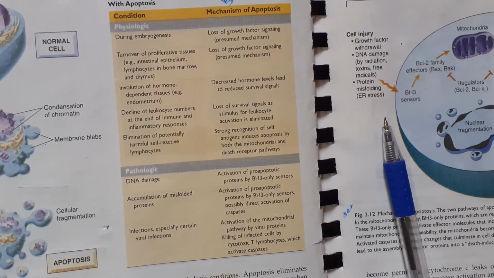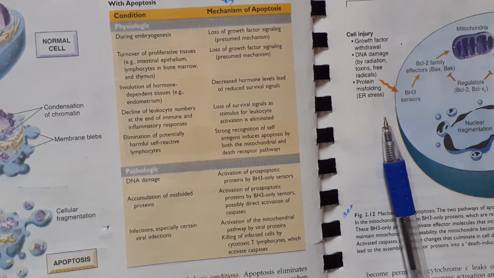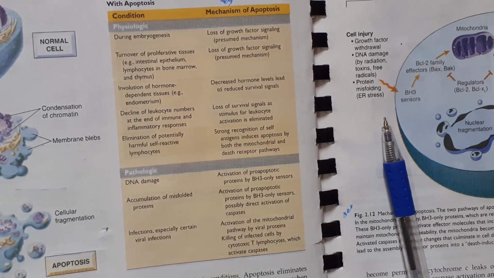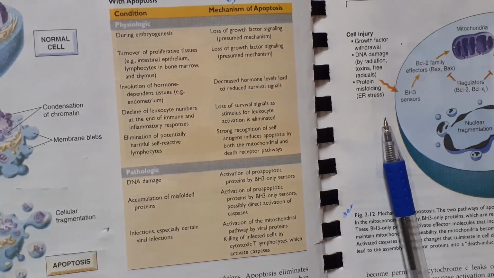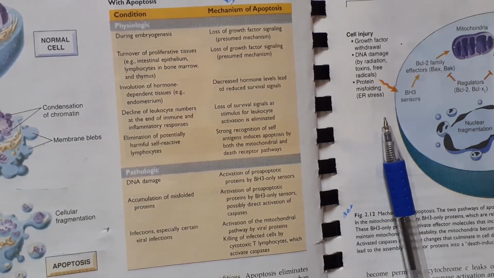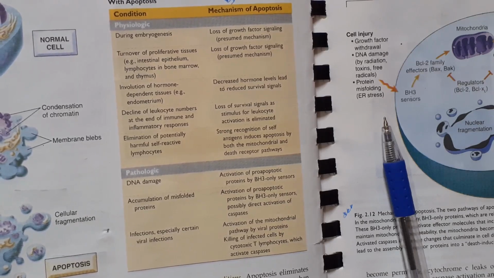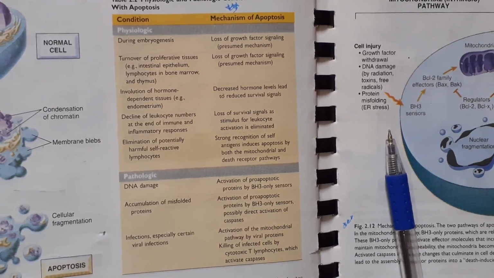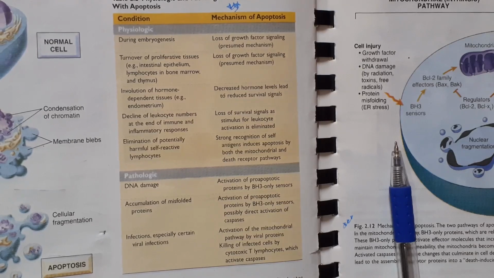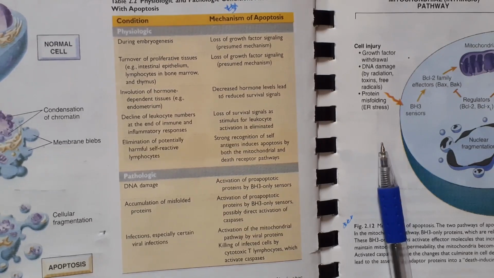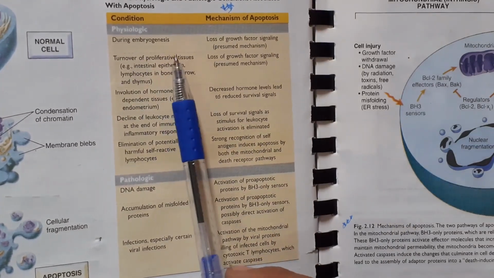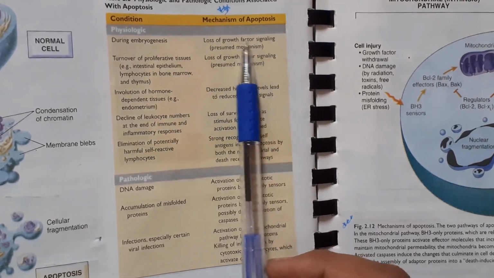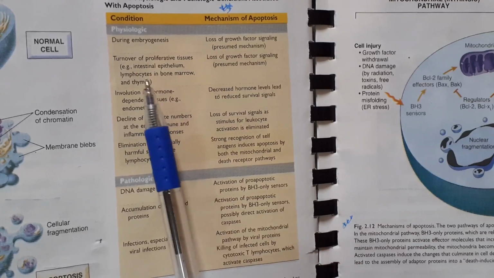Cell apoptosis is basically regulated via a combination of two signals: growth or survival signals, and death signals. If survival signals predominate, the cell continues to survive, but if death signals predominate, apoptosis is induced. So basically, a balance between survival signal and death signal regulates apoptosis. During embryogenesis, there is loss of growth factor signaling, which is a survival signal. When the survival signal is lost, there is apoptosis.